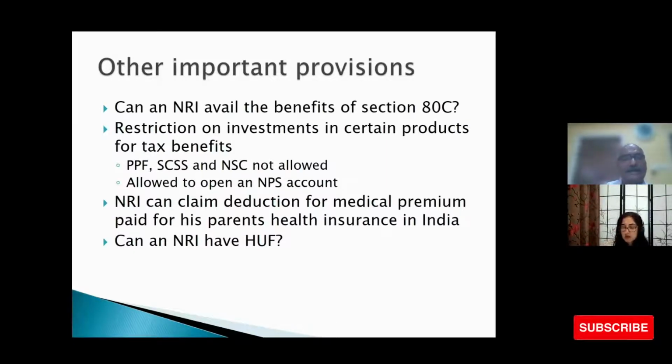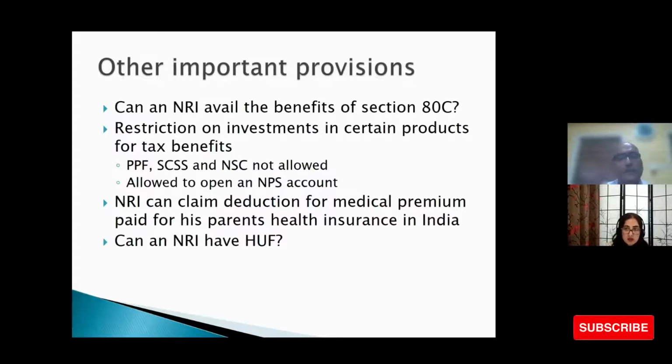Understood. So an NRI is not allowed to open a PPF account, he is not allowed to open a senior citizen saving scheme account, and he cannot buy an NSC. But if he was a resident and then becomes a non-resident, he can continue to hold this investment and continue to contribute towards his PPF account till his account matures.